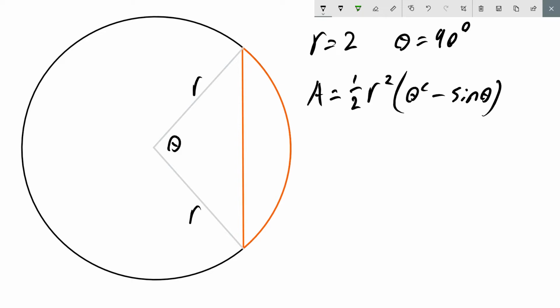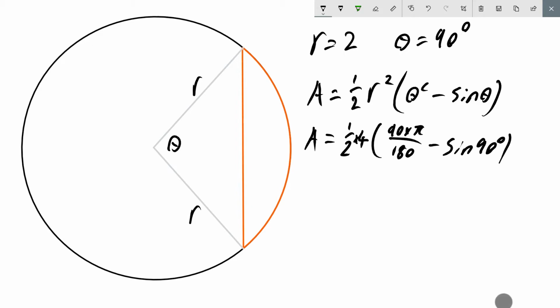So assuming that this is all in degrees mode, I'm going to have to convert all this. A half times 2 squared is 2. We'll leave that there for now. And then we're going to have to convert 90 degrees into 90 times pi over 180, and we can cancel that down further, but subtract sine 90 degrees. Sine 90 degrees is just 1. And 90 over 180 is just going to give me a half. So half of pi, this is now pi over 2 minus 1, lots of half of 4, 2.